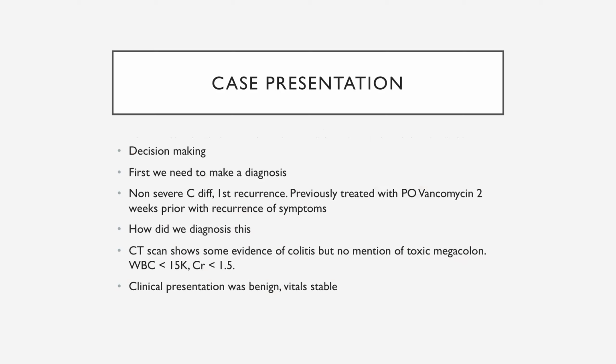All right, so we'll finish up with the end of this case presentation. We'll go into decision-making and diagnosis. So we'll call our patient non-severe C. diff, first recurrence, previously treated with PO vancomycin. And we're calling it non-severe because white blood cell count was less than 15,000, creatinine was less than 1.5, no evidence of toxic megacolon, and vital signs were all stable. Clinically, he presented very benignly.